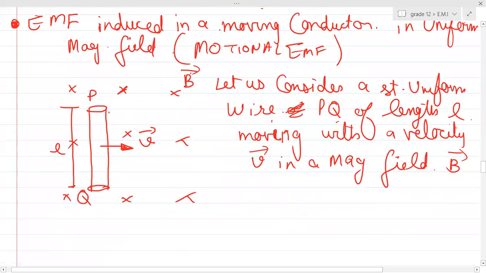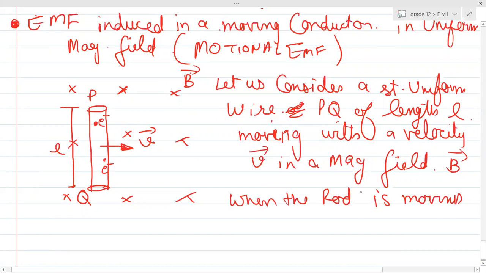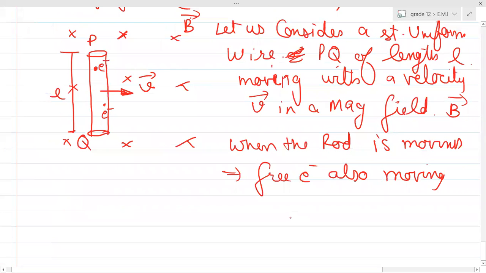So see, guys, there will be free electrons inside this particular rod, right? So when the rod is moving, are the electrons also moving? Yes, sir. Alright. So can you see over here the free electrons are also moving along with the rod with the same velocity v, right?